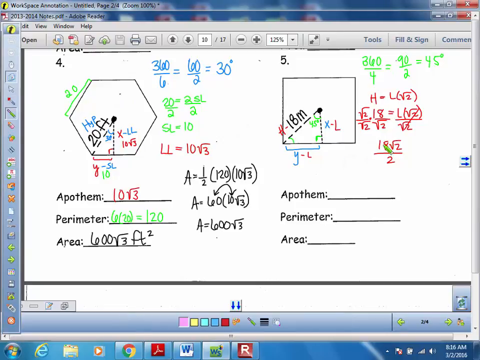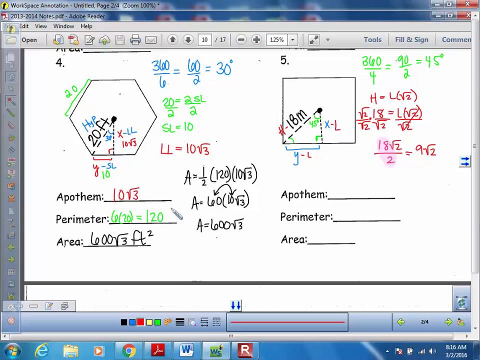Now, if I look here, I know that 18 over 2 reduces. 2 can go into 18 9 times. So I get 9 square roots of 2. So that means my apothem is 9 square roots of 2. And also, this half of this side is 9 square roots of 2. So if I wanted to find this entire side, I would have to double this. So when I double it, I get 18 square roots of 2.